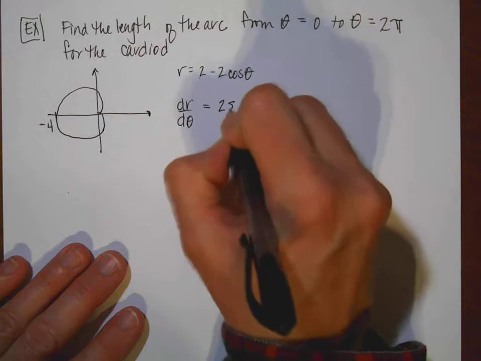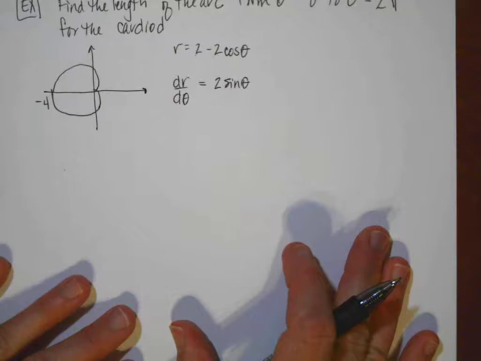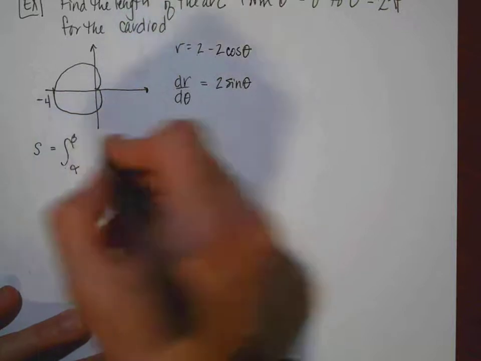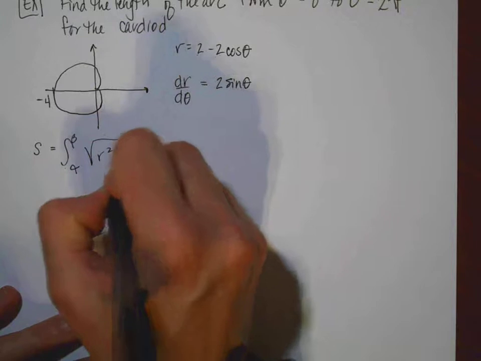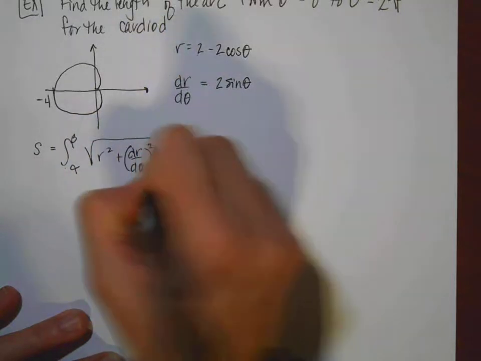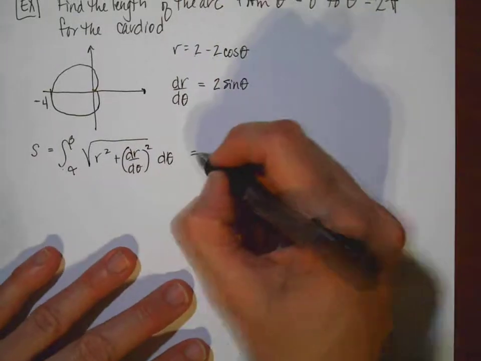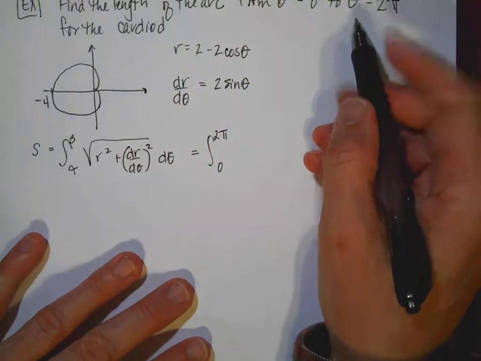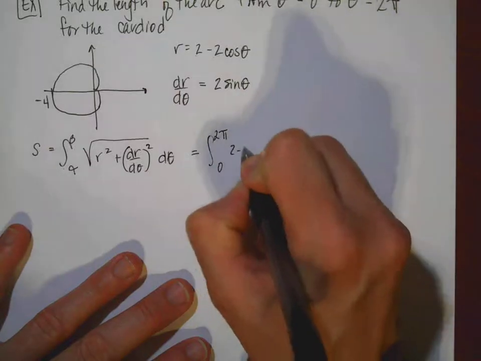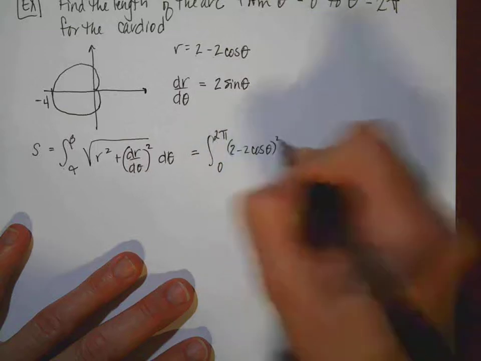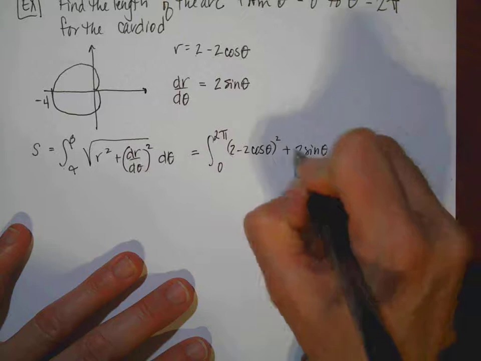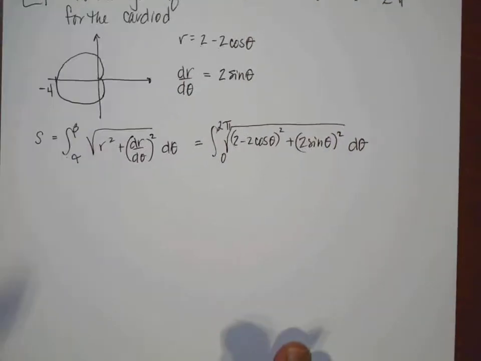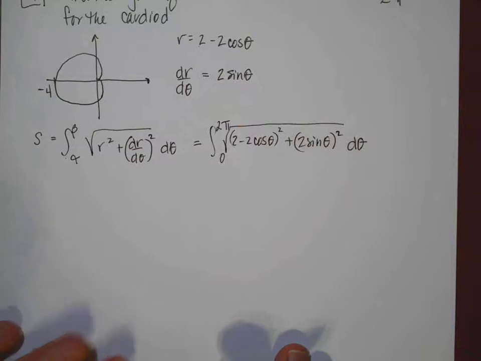All right. So from here, I'm going to go ahead and do dr d theta, and I get 2 sine theta. Now I'm just going to substitute in and use my equation. I usually rewrite it just because it's good practice. So I have the integral from alpha to beta of the square root of r squared plus (dr d theta) quantity squared, d theta. If I set my integral up, it's going to be the integral from 0 to 2 pi, because they told me it's going to go one complete revolution. Then I have my r, which is (2 minus 2 cosine theta) quantity squared, plus (2 sine theta) quantity squared, all of that under the radical, d theta.